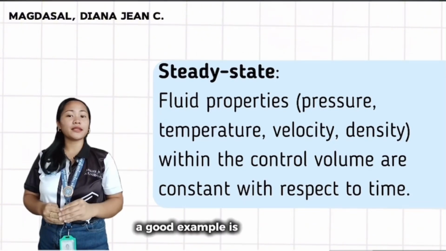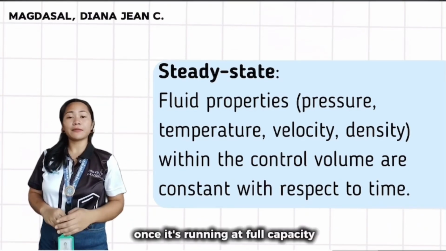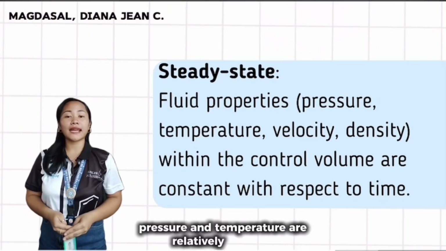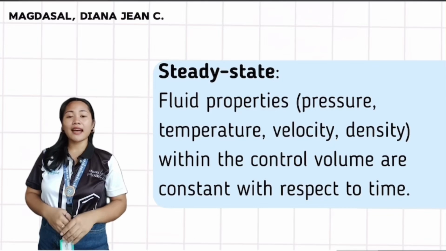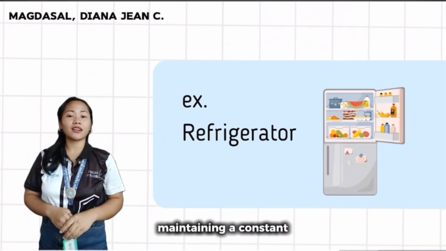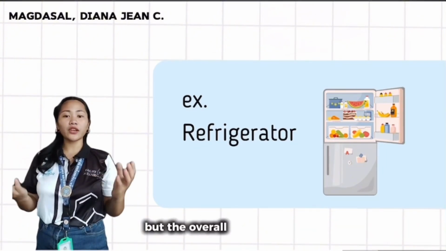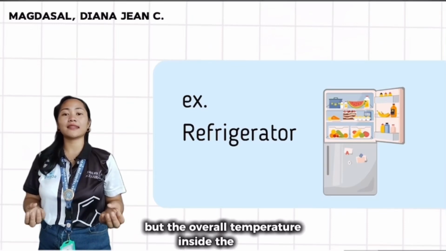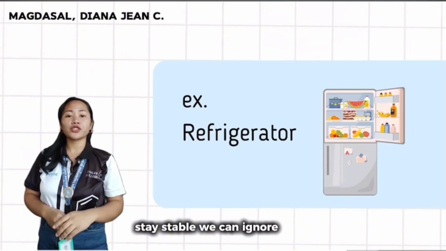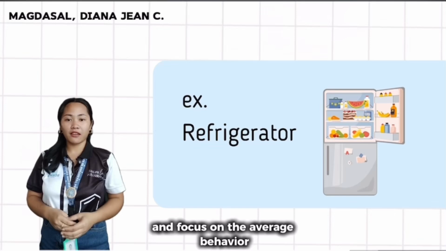A good example is a power plant steam turbine. Once it's running at full capacity, the steam flow, pressure, and temperature are relatively constant. Another example is a refrigerator. Maintaining a constant temperature, the refrigerant circulates, but the overall temperature inside stays stable. We can ignore short-term fluctuations and focus on the average behavior.